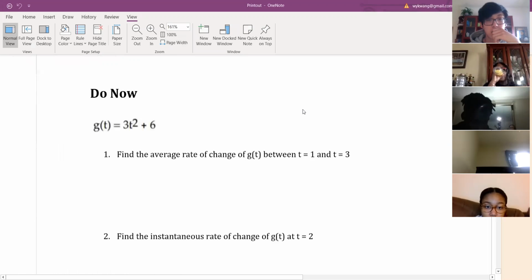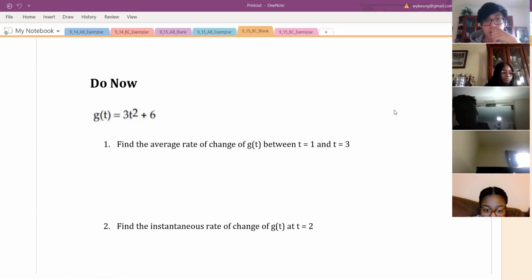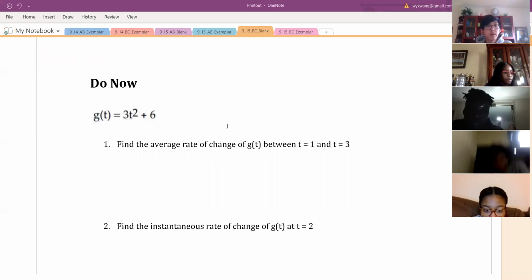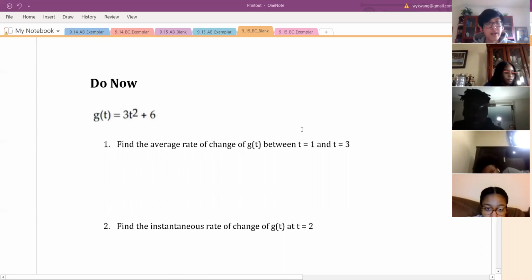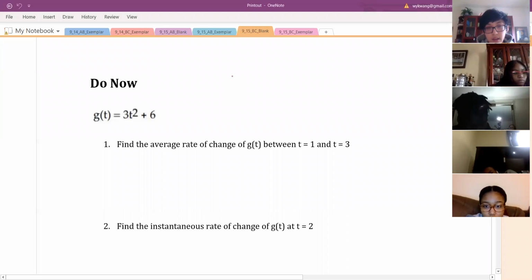So I'm going to really quickly go over the do now. The first question was to find the average rate of change of g of t between t equals 1 and t equals 3. Just to represent this graphically, remember the average rate of change is almost like a really bad approximation of rate of change.